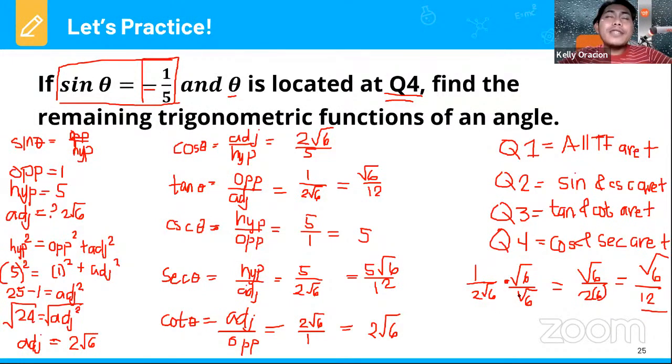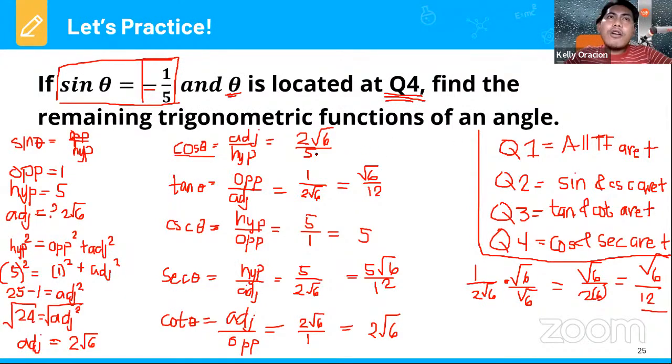Sir, tapos na ito, sir? The answer is no, not yet. Now, we need to consider the location of our angle. Our angle is located at quadrant 4, right? The question, sa quadrant 4, sino lang yung positive sa 6 na trigonometric function? Very good. Si cos lang. Ang positive lang si cos o si sec.